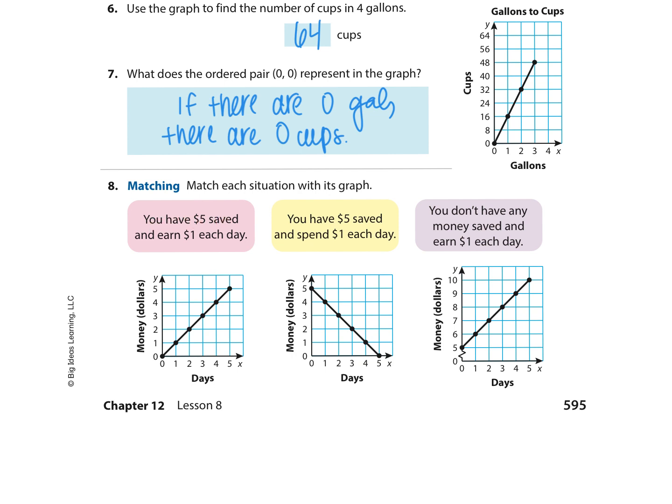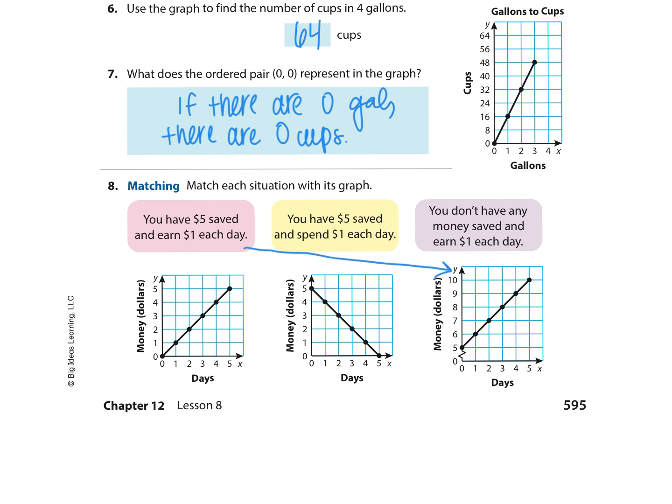You have $5 saved and earn $1 each day. So I'm earning money each day, which means that the amount of money that I have is going to increase. This graph is showing decreasing. This is showing it increasing. So it's increasing $1 a day. As I go over one day, I go up $1. Over a day, up $1. So this is the graph that matches the pink one here.